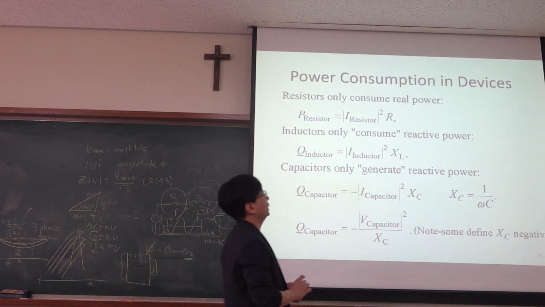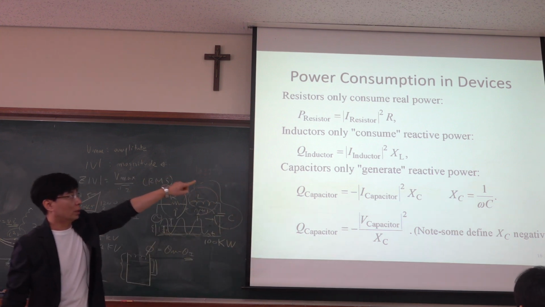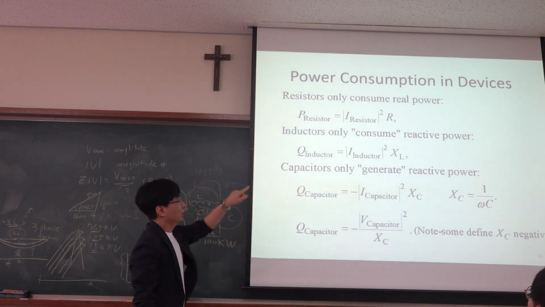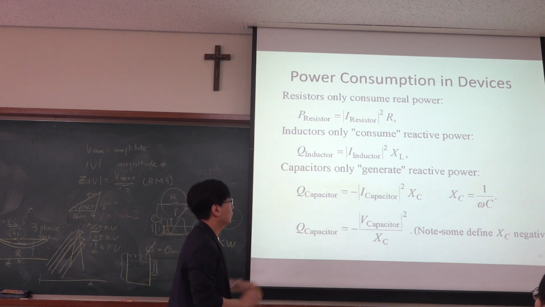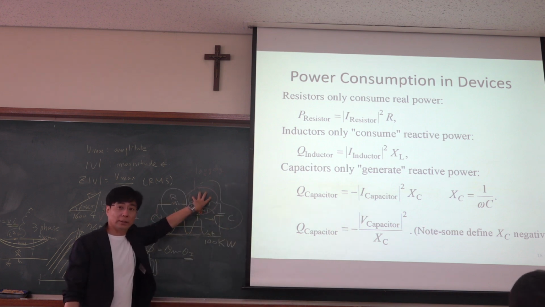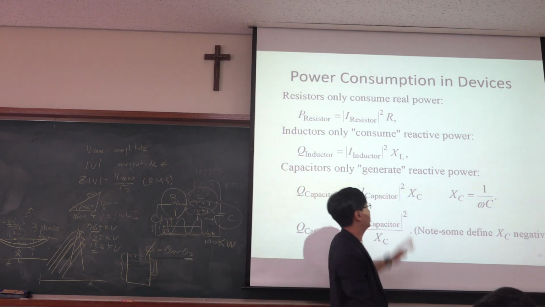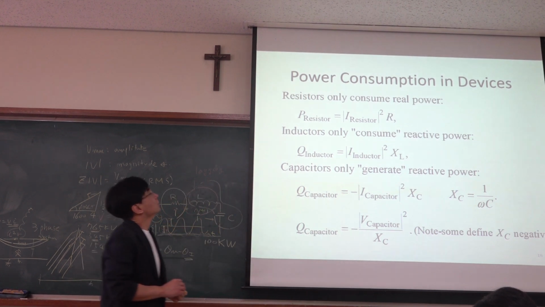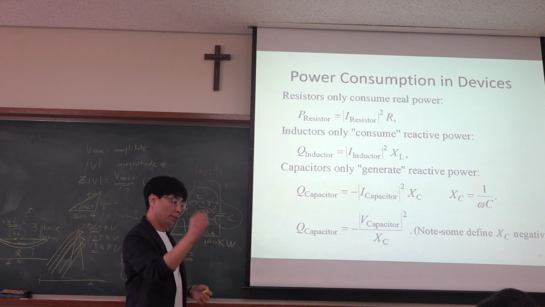Power consumption in devices. So the resistor consumes I squared R, so the absolute value of I squared times R, and inductors only consume reactive power. So for the inductor, the sign of reactive power is positive. Okay. Capacitors only generate reactive power, so this is negative. And the calculations are all the same. You can use the definition of complex power.